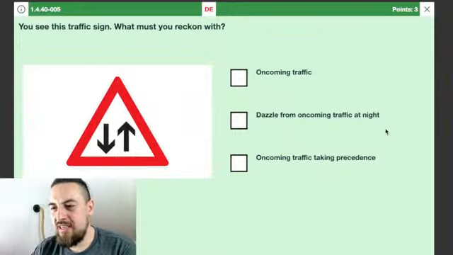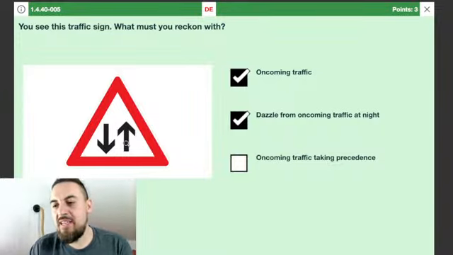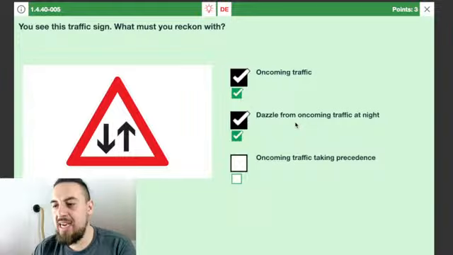You see this traffic sign, what must you reckon with? Oncoming traffic, definitely. Dazzle from oncoming traffic at night as well. Oncoming traffic taking precedence? No. That would be just if some of these arrows would be red, for example, and the other one black. But in this case, both are black, so there is no priority rule in it. That's why it's the first and the last.